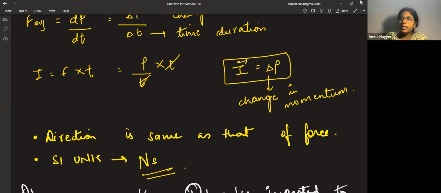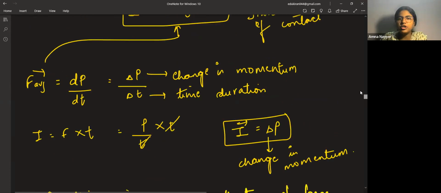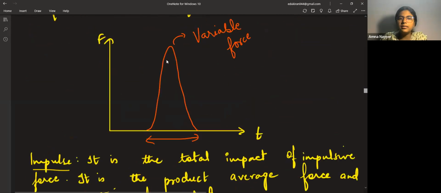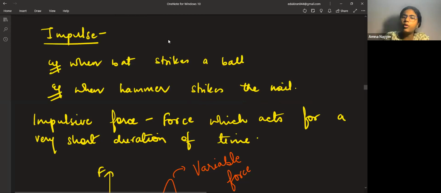We'll see a question based on impulse. Impulse and momentum we'll use. This relation will be used: impulse is equal to change in momentum. Note down this. Then I'll discuss the question. Then we'll move on to a new topic.